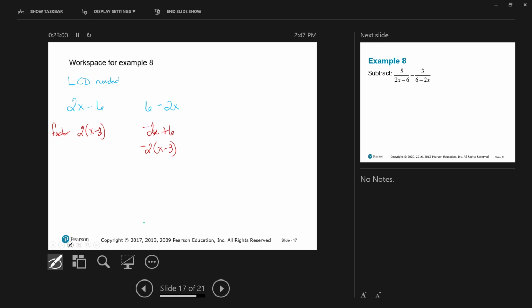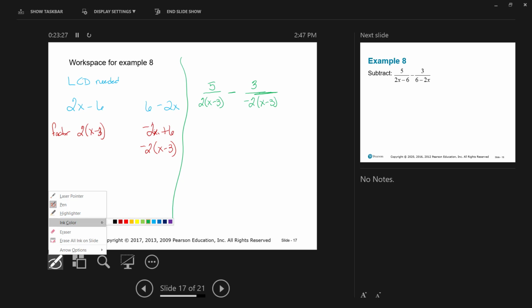All right? I have got the two fractions now. The first fraction is 5 over the 2 parentheses x minus 3, right? And I am subtracting fraction number 2, which had a 3 on the top. And now its denominator is negative 2 times this x minus 3. Agreed?